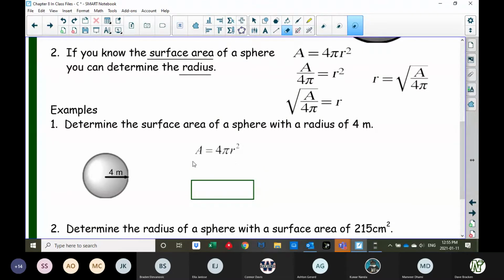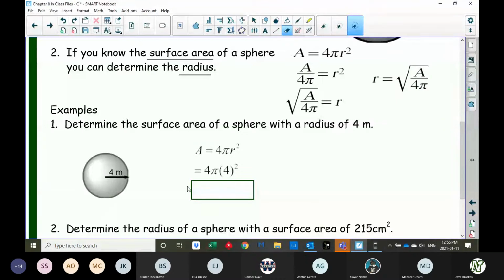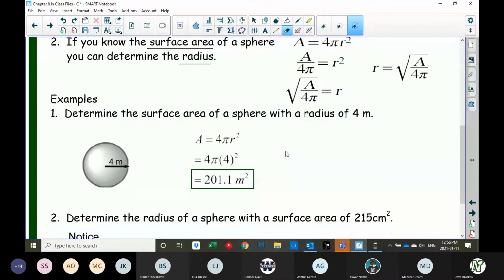First one's pretty straightforward. You're given the radius. You want to find the surface area, so you just write out your formula, plug in your radius, 4, shift, pi, open up the bracket, put your 4, and square it. And I end up with 64 pi, but I'm going to hit my S to D key, and I'm going to get around 201.1. I'm going to round to 0.1. So 201.1, and this is meters squared. First one's done.